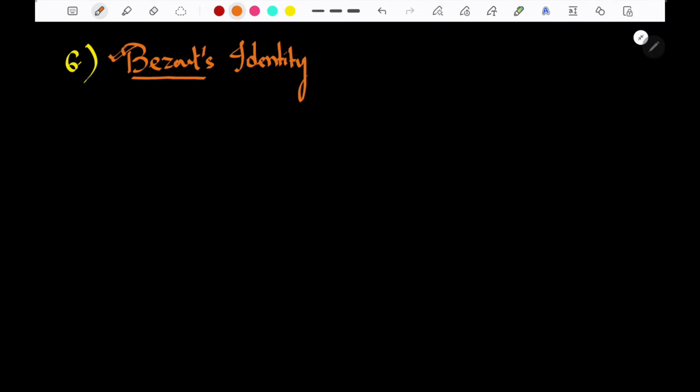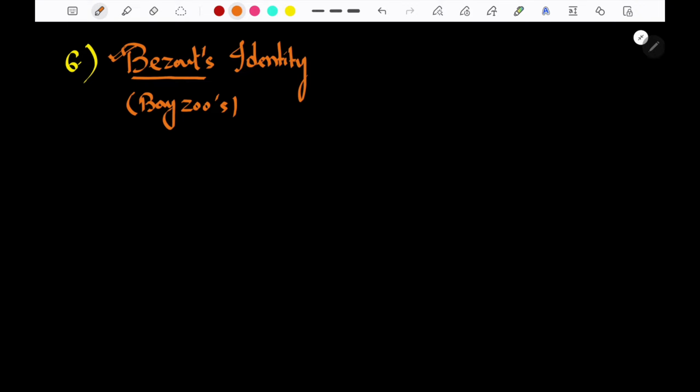If we see 6, it's one of the very important properties known as Bezout's identity. Why is it pronounced like this? Actually, it's a French term, the name of a French mathematician. That's why we say it as Bezout's identity.